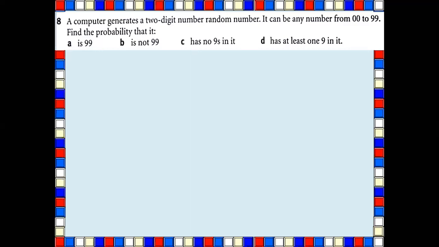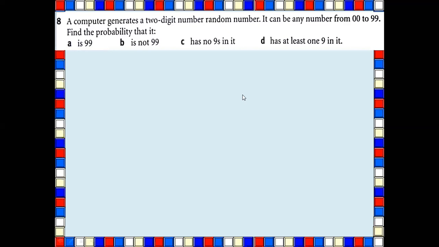Find the probability that the number selected by the computer is 99. Mariam? Is it 1 out of 99? It's 1, right, but not out of 99. We started counting from 0. From 1 to 99, we have 99 numbers. But when you start counting from 0, how many numbers do you have? 100 numbers.